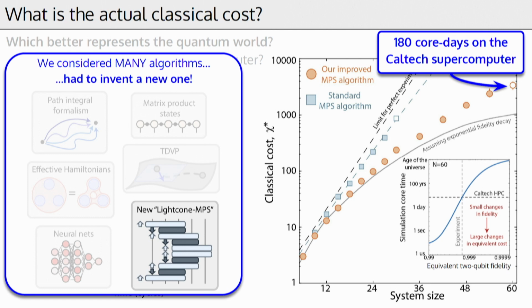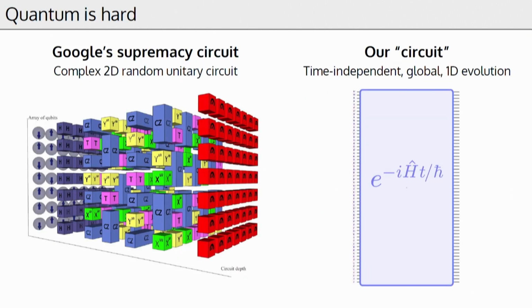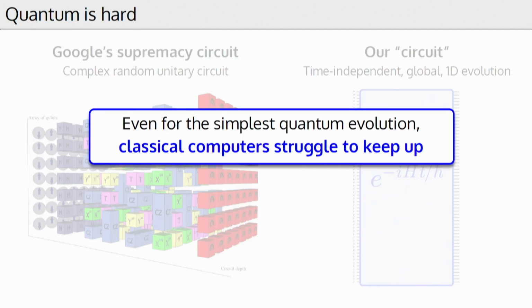And to me, this is just conceptually very interesting, because when Google claimed quantum advantage in 2019, the way they did that is basically by engineering a highly complex 2-dimensional random unitary circuit with a digital quantum processor, the entire point of which was to make a task that was as hard as possible to simulate. Whereas what we're doing here is time independent, it's global, it's one-dimensional, it's basically the simplest type of quantum evolution that you could possibly imagine. And even for this system, we're quantitatively entering a regime where the classical computer can't keep up with the quantum device.